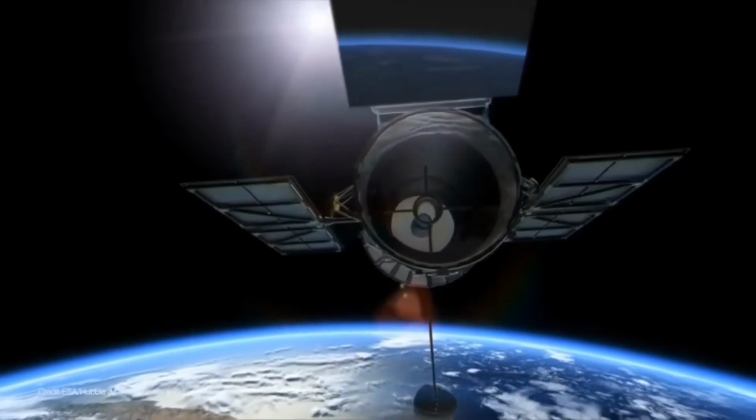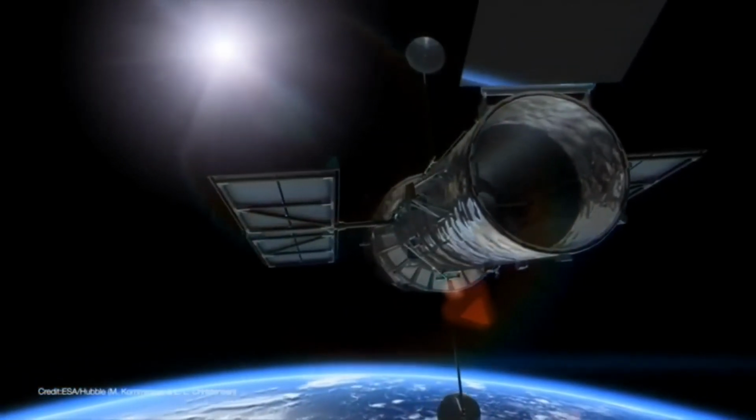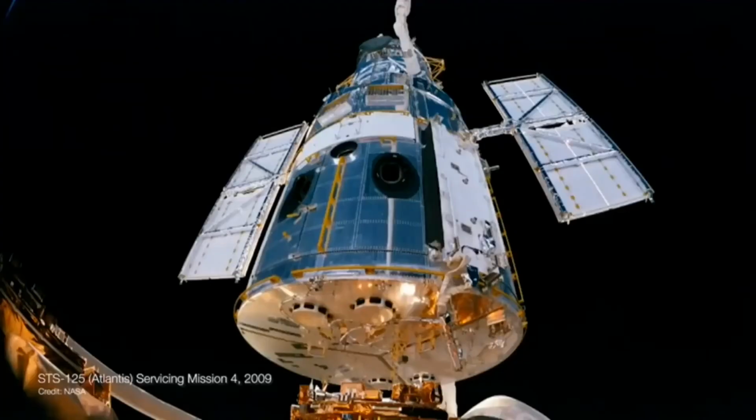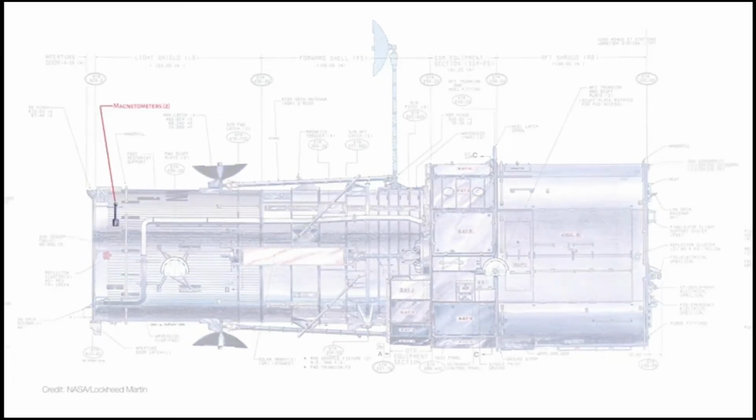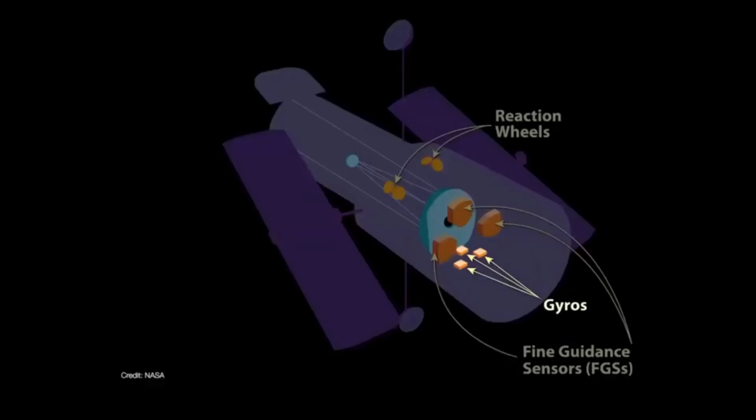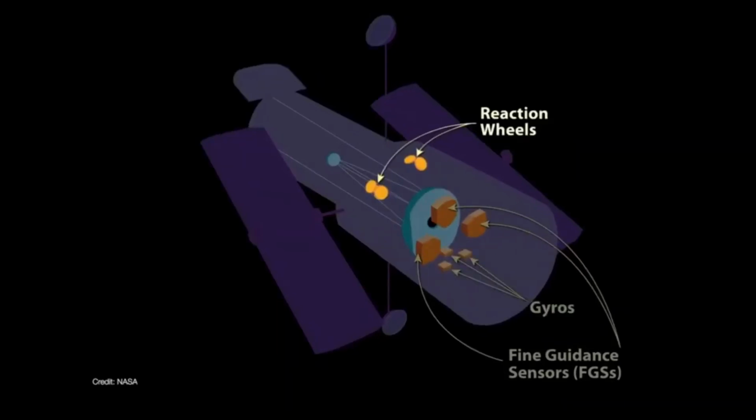Now let's take a look at a real example. The Hubble telescope combines several devices mentioned in this video to know, change, and maintain its attitude. It uses solar sensors to know its orientation with respect to the sun, star sensors to know where to point, magnetometers to know its orientation with respect to the magnetic field, gyros to know how and with which velocity it's moving, and finally reaction wheels to keep and change its attitude.